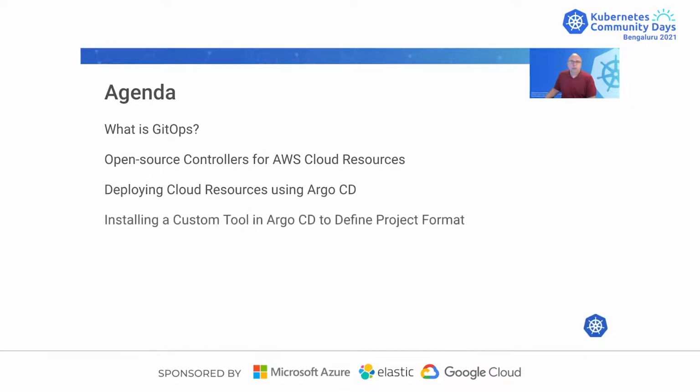Next, we'll walk through how a custom tool in Argo CD can be used as an alternative to Kustomize or Helm to build a custom project format. Last, we'll wrap up the talk with an end-to-end demonstration of deploying cloud resources using Argo CD, as well as a discussion of our experience using GitOps.